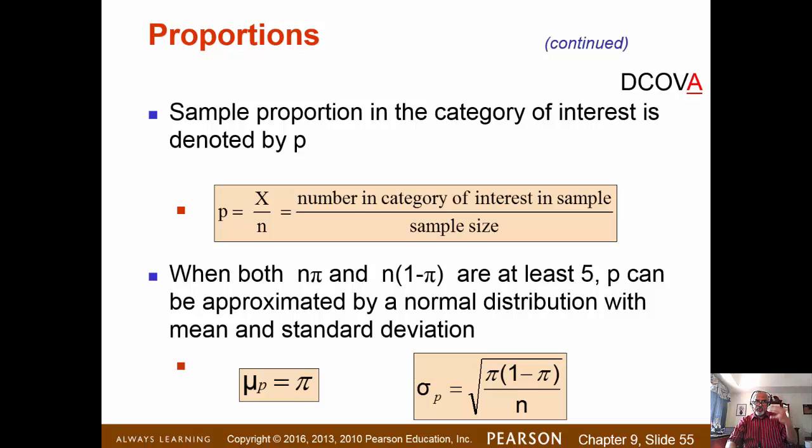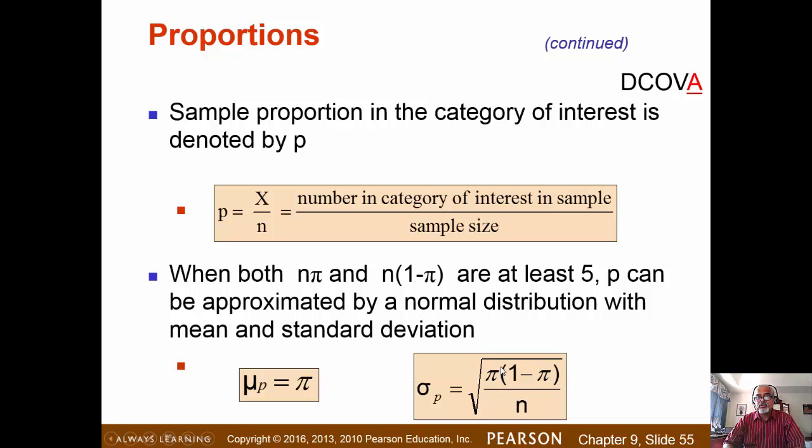So for the normal distribution based test to work, the sample size must be large enough, and for that n times p and n times 1 minus p must be at least 5. We can approximate this by using p in this equation and not pi, or we can use the pi value from the hypothesis. Whatever we use in the hypothesis for pi, that's what we will use here. Mu sub p is pi, and sigma sub p is the square root of pi times 1 minus pi over n.